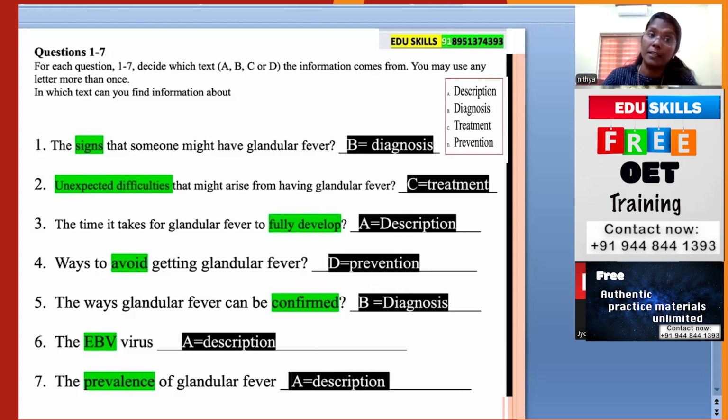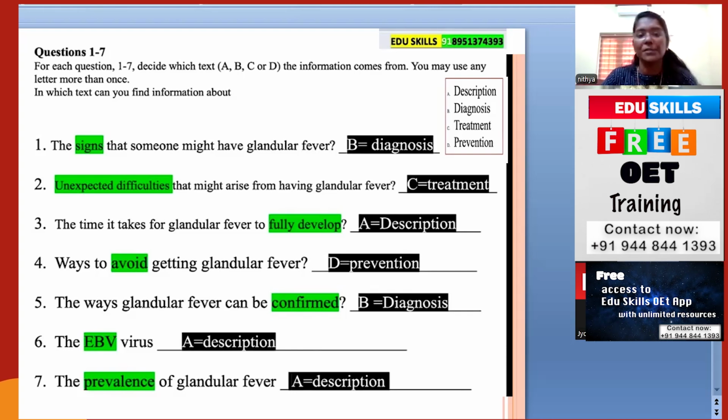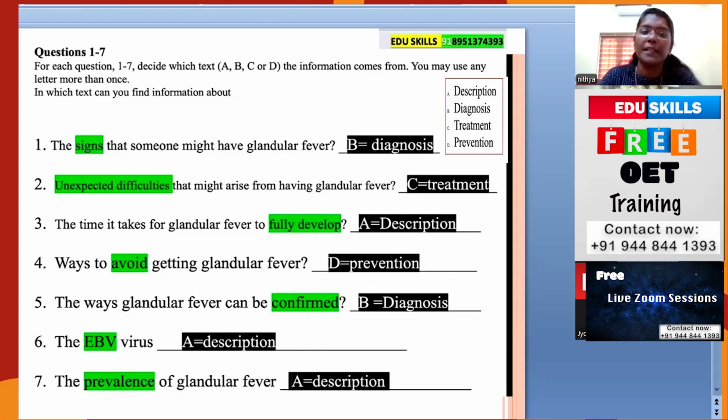Unexpected difficulty, C. That is the unexpected. During the time of the treatment, only unexpected difficulties will arise. So the answer is C. Then the third question is the time it takes for glandular fever to fully develop. Fully developed, we have seen the incubation period in text A. Do you remember that? This is the incubation period. Okay, that is A.